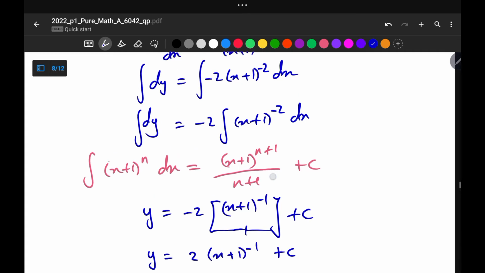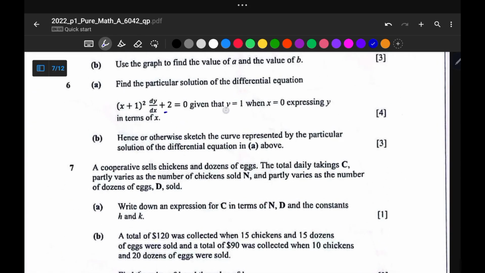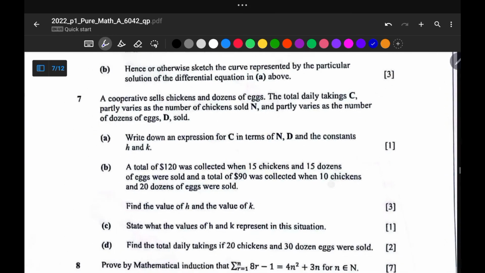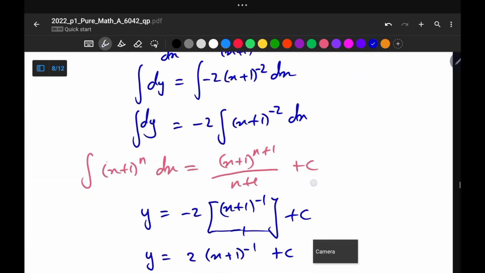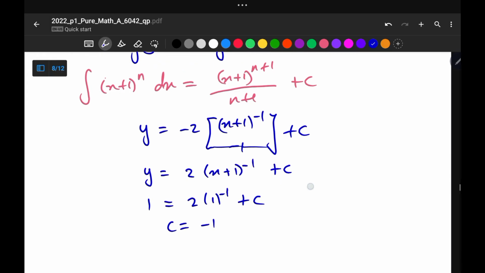plus c. And we are also given that y is equal to 1 when x is equal to 0. So we are going to use this information for us to calculate the value of c. So given that y is equal to 1, we can now say 1 is equal to 2 times (0 + 1)^-1, which is simply equal to 1, plus c. Therefore c is equal to -1.